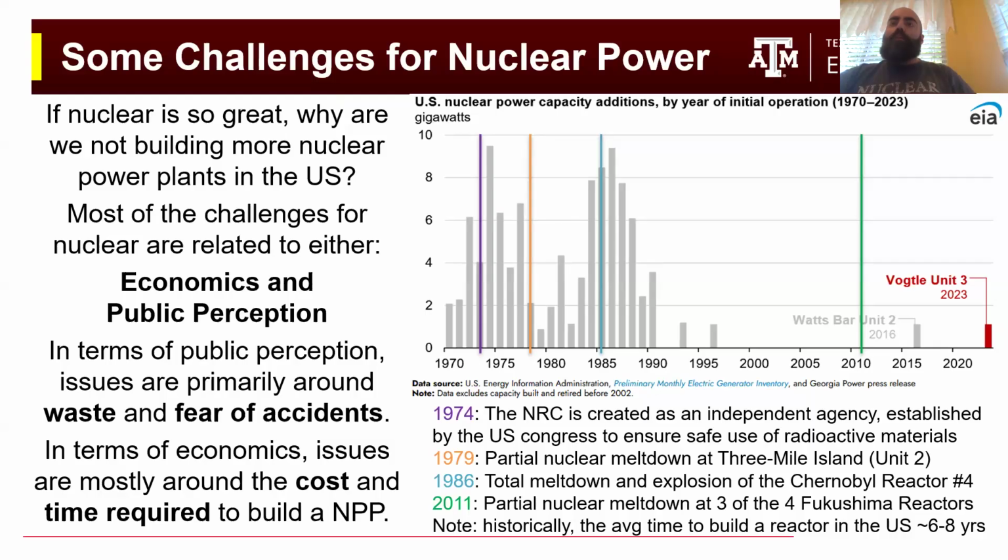So in terms of nuclear power, we might be asking the question: if nuclear is so great, so safe, so clean, why are we not building more nuclear power plants right now, when we know that nuclear power is a way that we can feed these data centers without making climate change worse and without causing as much human harm to the environment as other possible sources of energy would? With nuclear power, the main challenges are related to economics and to public perception. In terms of public perception, people are scared of waste and they're scared of accidents.